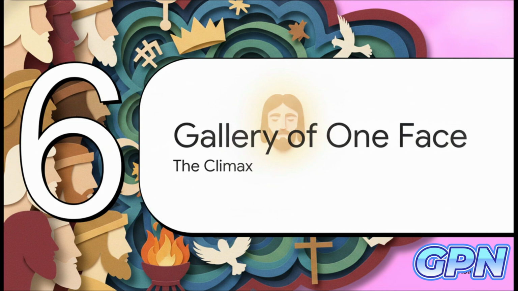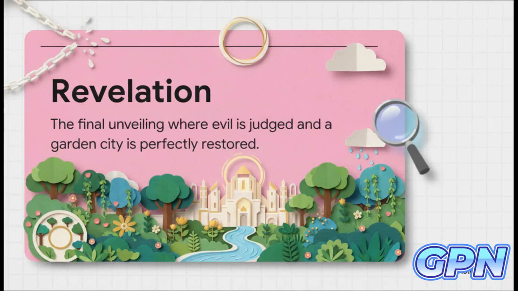Part 6, A Gallery of One Face, the climax. The final book of the library is Revelation, and within the text, it isn't presented as just a simple ending, it's an unveiling. It's where evil is finally judged and every single tear is wiped away. But here's the most amazing part. The book lands on a picture of a perfectly restored garden city, with God dwelling directly with his people. It perfectly mirrors the exact picture Genesis opened with. The story ends right where it began, but beautifully, completely healed. The grand narrative circle of the entire library finally closes.